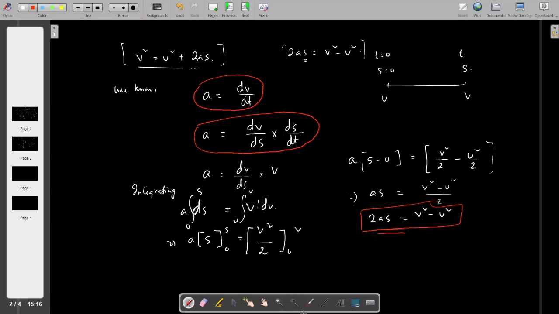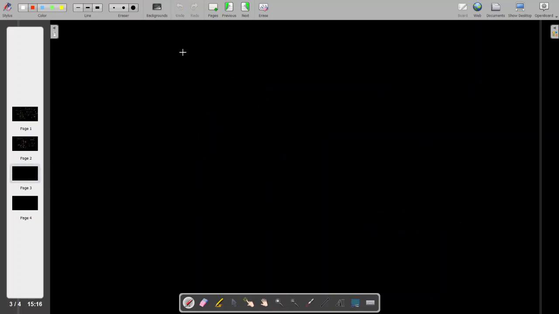I hope it is clear to you. It was a bit simple. I think it is clear to you. Then let us move to the next one. What is the next equation of motion? Our next equation of motion is s equals ut plus half at square. You have learned this, s equals ut plus half at square.